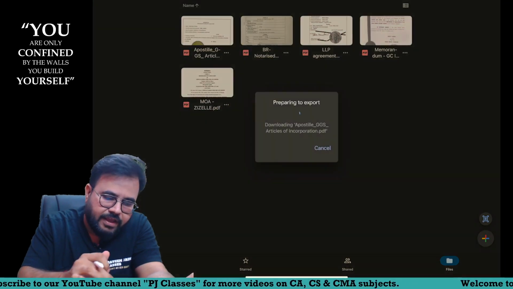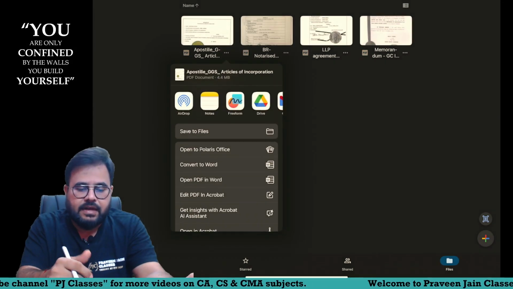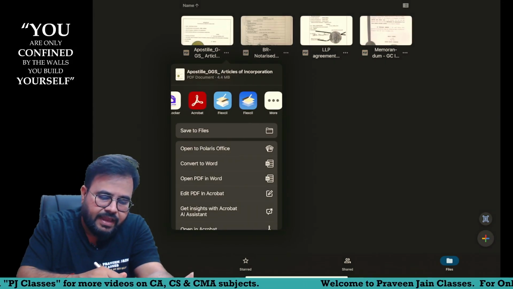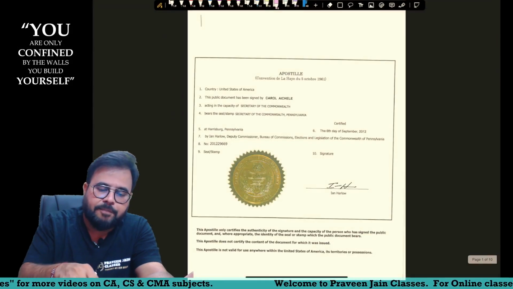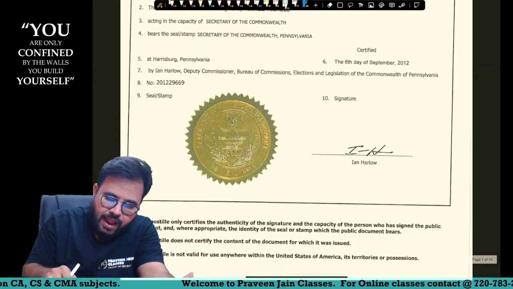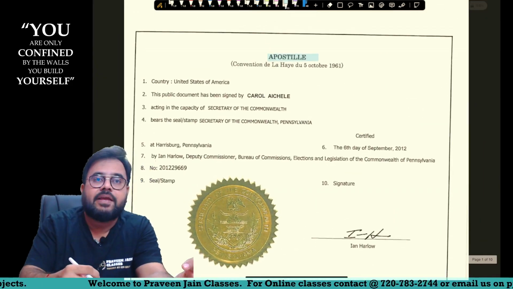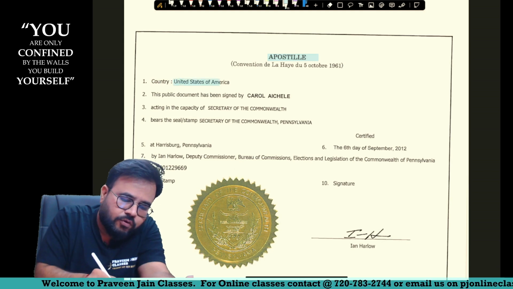How does an apostille document generally look? These are done in those countries where the Hague Convention applies, meaning they are parties to the Hague Convention. So you can see this document is apostilled, and you will see that the authority issues one certificate. They will tell you the country.